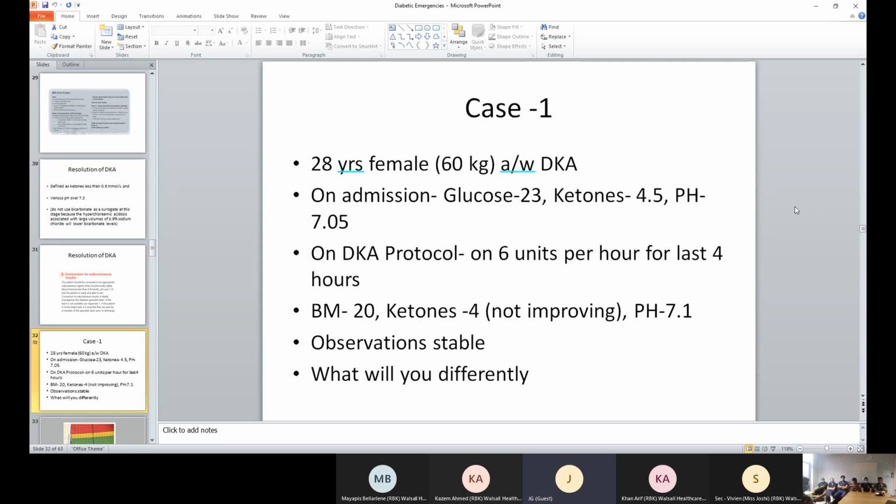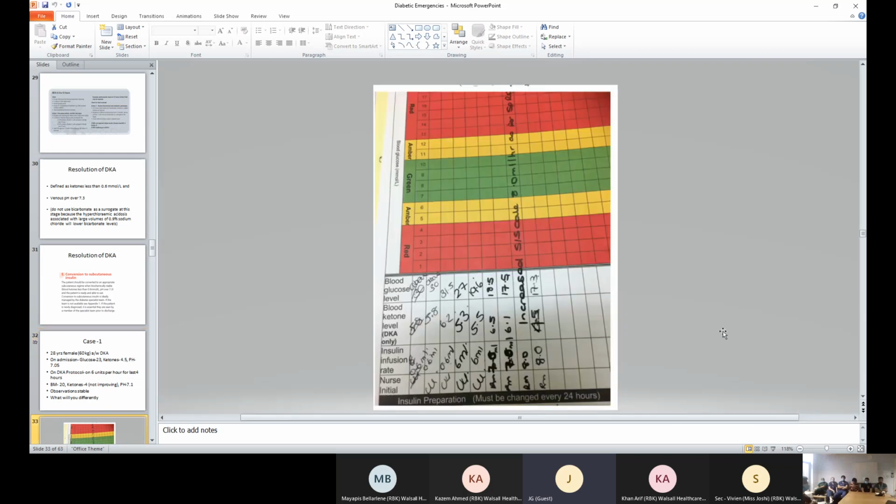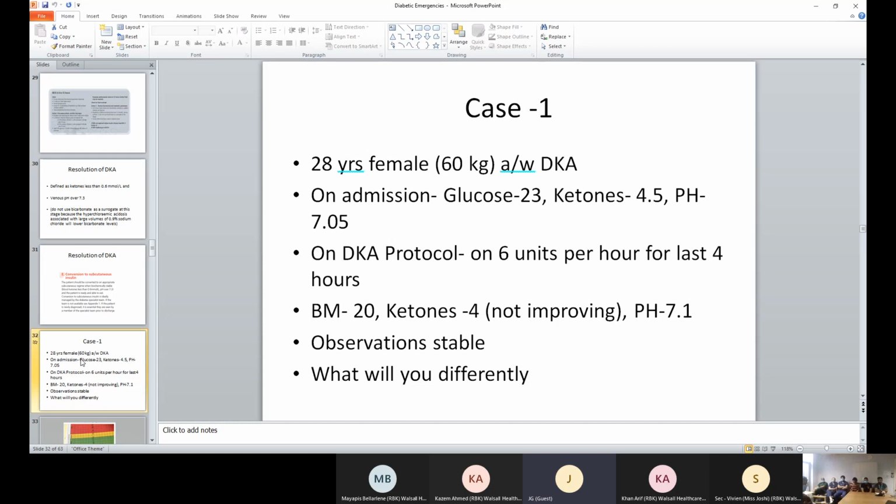What I want you to concentrate on here is that the ketone chart is not improving. This is the actual chart for that particular patient. So she would have needed her insulin infusion rate to be increased if her ketones weren't falling. She was also very acidotic when she presented, so there probably should have been some sort of critical care review on admission.